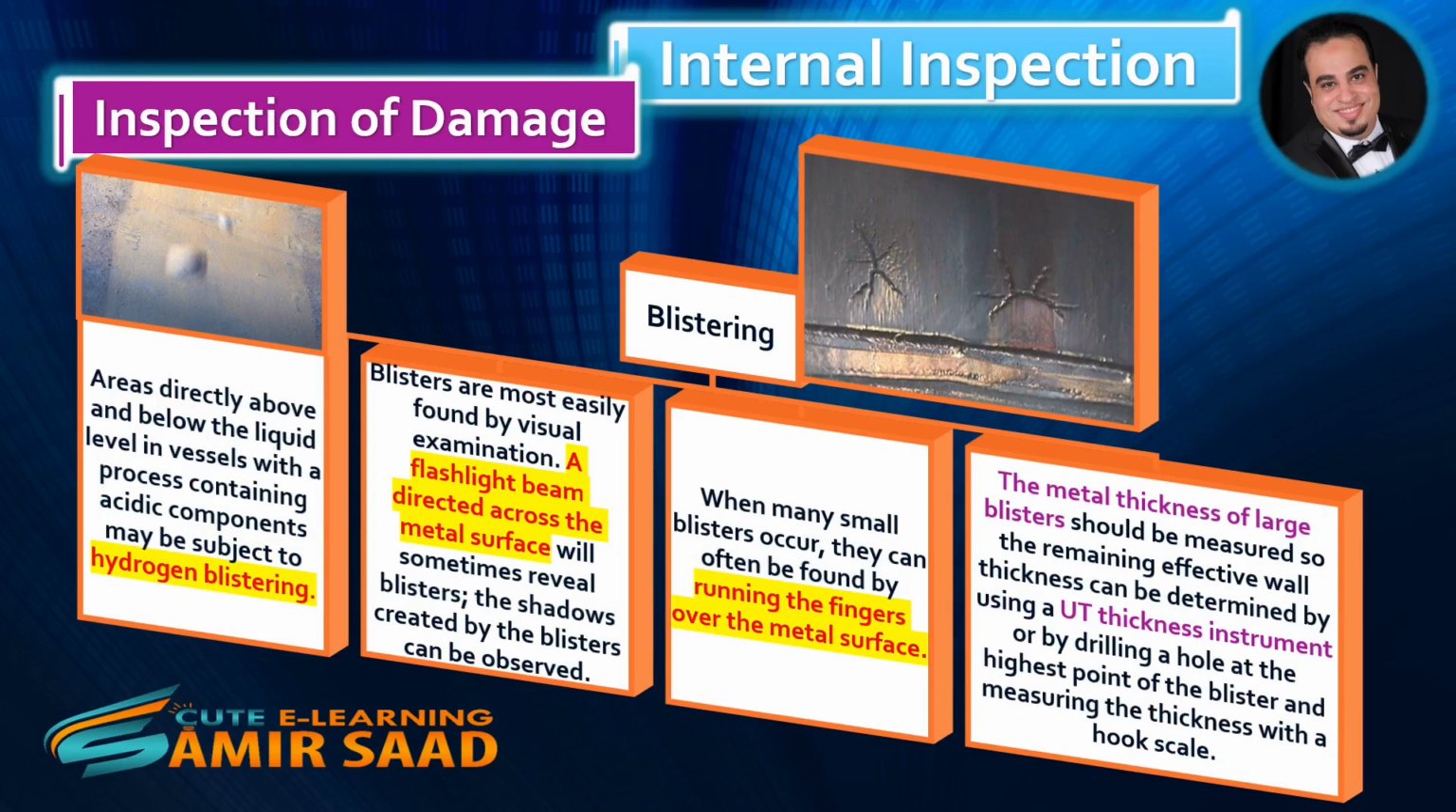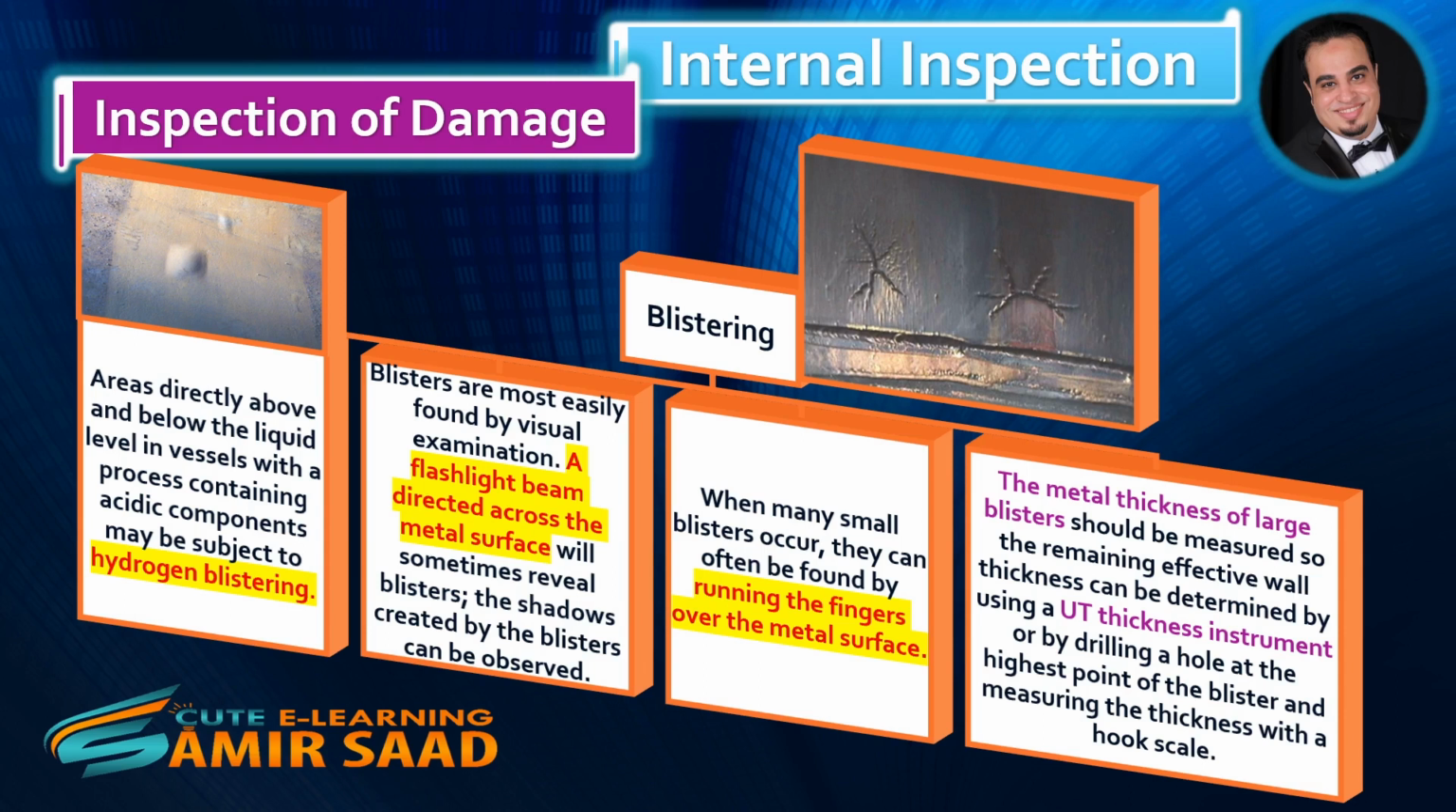Blistering. Areas directly above and below the liquid level in vessels with a process containing acidic components may be subject to hydrogen blistering. Blisters are most easily found by visual examination. A flashlight beam directed across the metal surface will sometimes reveal blisters. The shadows created by the blisters can be observed. When many small blisters occur, they can often be found by running the fingers over the metal surface.